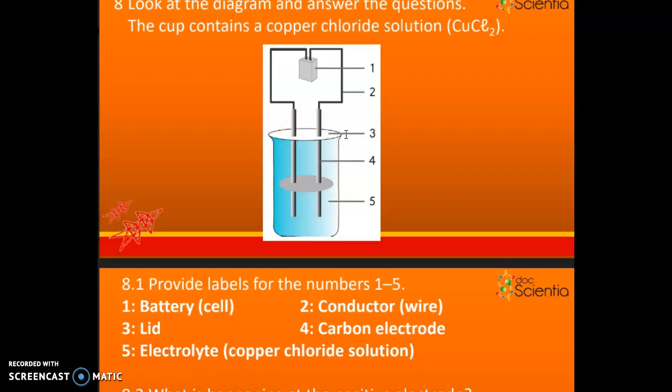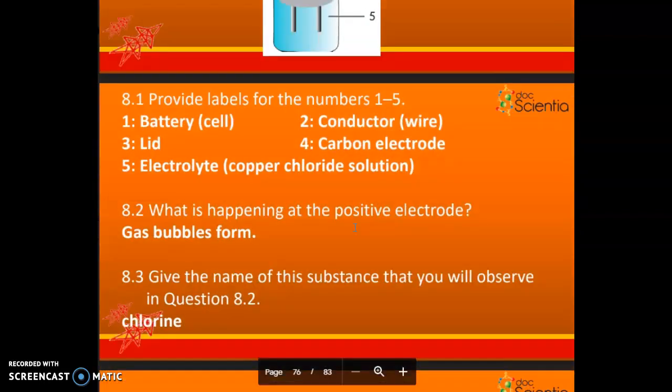Number 4 is the carbon electrode. And number 5 is the electrolyte. So the solution is the electrolyte, the copper chloride solution. 8.2. What is happening at the positive electrode?